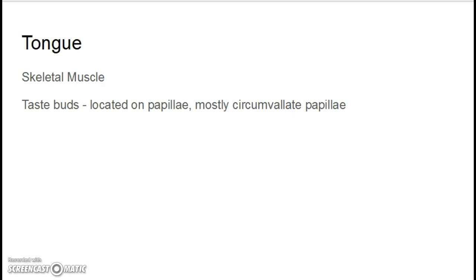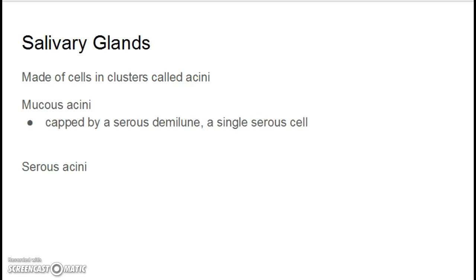The tongue is a muscular structure, and we'll be looking for the taste buds. They're located on these peg-like structures called papillae, and most of the taste buds are located on what are called circumvallate papillae, or sometimes just vallate papillae. Then we'll be looking at the salivary glands.